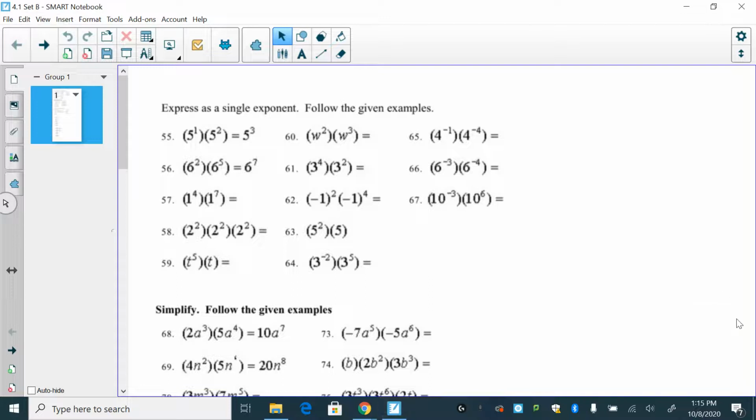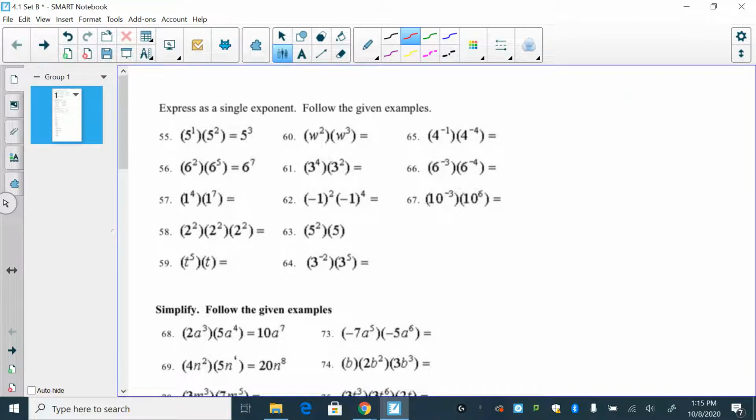Okay, so with these ones, it's better if you don't use your calculator, you just know the rules. So when you're multiplying and the bases are the same, so the bases are the big numbers, so 5 and 5 for the first one. The second one would be 6 as the base. So when the bases are the same and you're multiplying, you add the exponents. So you just rewrite the base.